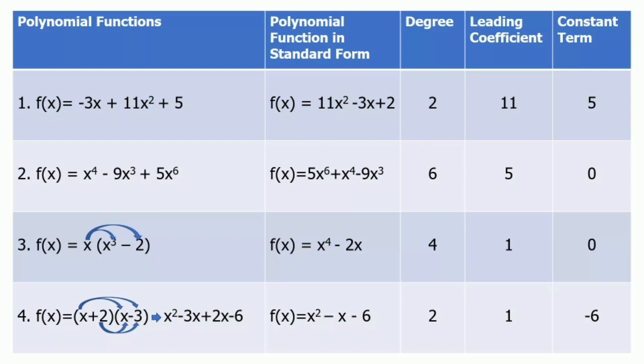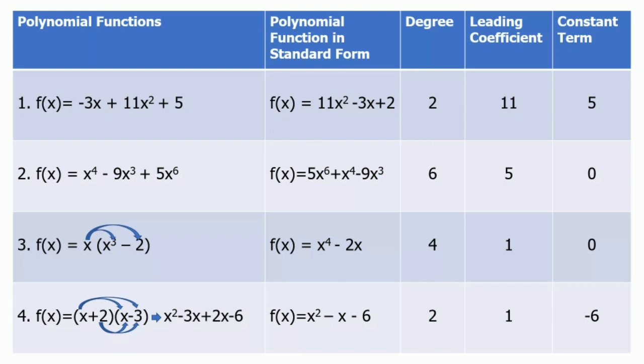The constant term is the term with no variable. Let's proceed to number 2. f of x is equal to x raised to 4 minus 9x raised to 3 plus 5x raised to 6. Again, the polynomial function is not written in standard form. Rewriting it, we have f of x is equal to 5x raised to 6 plus x raised to 4 minus 9x raised to 3. The degree is 6 because 6 is the highest exponent. The leading coefficient is 5, and the constant term is 0 because we do not have a constant term in number 2.